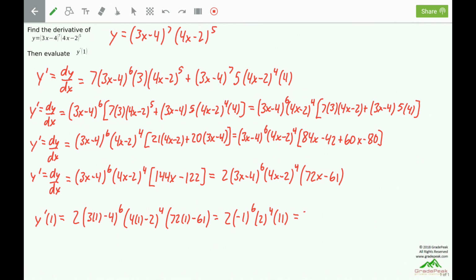So this will be 2 times negative 1 to the 6th power is a positive 1. It's an even number of them. 2 to the 4th power, 2 multiplied times itself 4 times will be a 16. And then 11. 2 times 16 is 32 times that 1 will still be a 32. And so we end up with 32 times 11, which is 352.